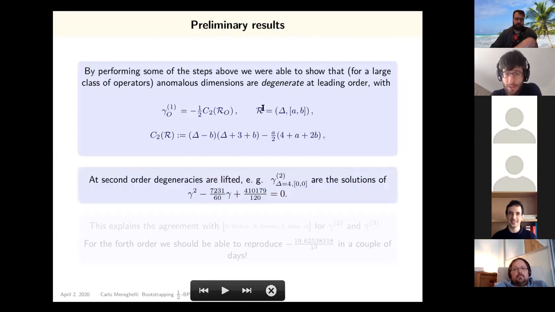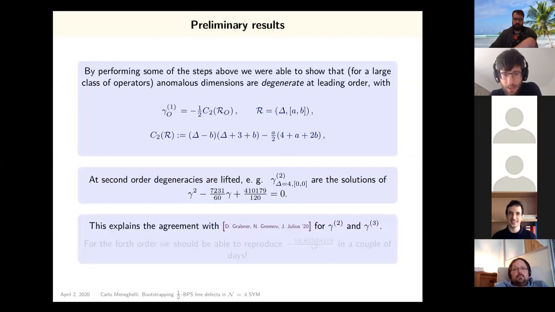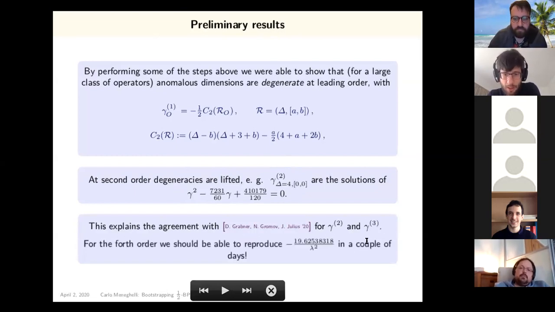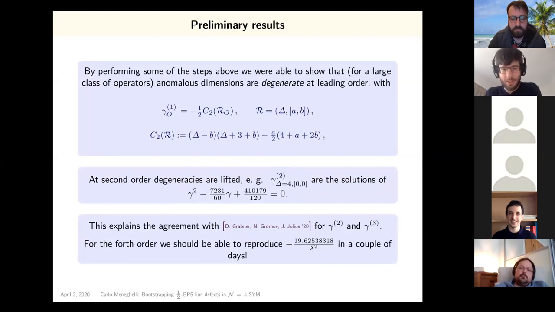We also were able to show that at second order, the degeneracies are lifted. For example, there are two operators with delta equal 4 and their dimensions satisfy this equation. So they have these two solutions. And this explains why we could agree with this paper for gamma 2 and gamma 3, and we were able to reproduce gamma 3 as well. We are still working on the fourth order, for which there is only a numerical prediction for now, but I'm confident that in a couple of days the result will come out from the bootstrap.